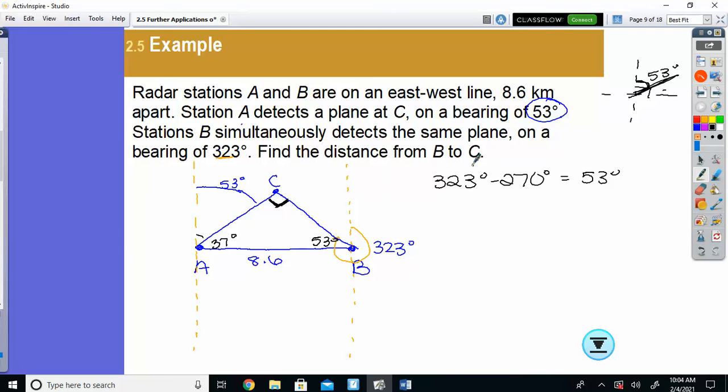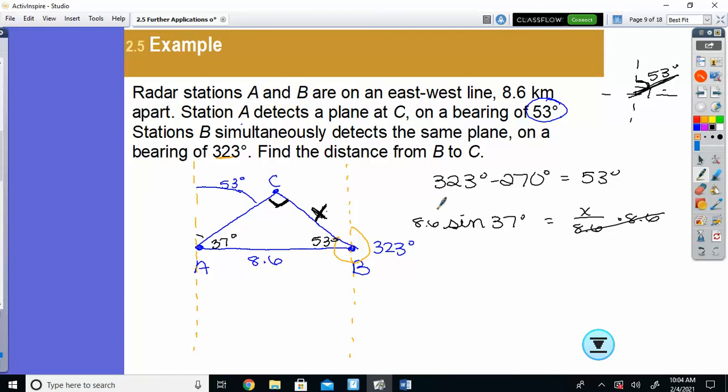My whole goal is to find the distance from B to C, so that is my X. We now know we have a right triangle, so now it's like doing the things from yesterday. You pick one of the acute angles in your triangle, let's use the 37. From there, X is opposite, 8.6 is the hypotenuse. What trig function involves opposite and hypotenuse? So we could say the sine of 37 degrees equals X over 8.6. Multiply over the 8.6.